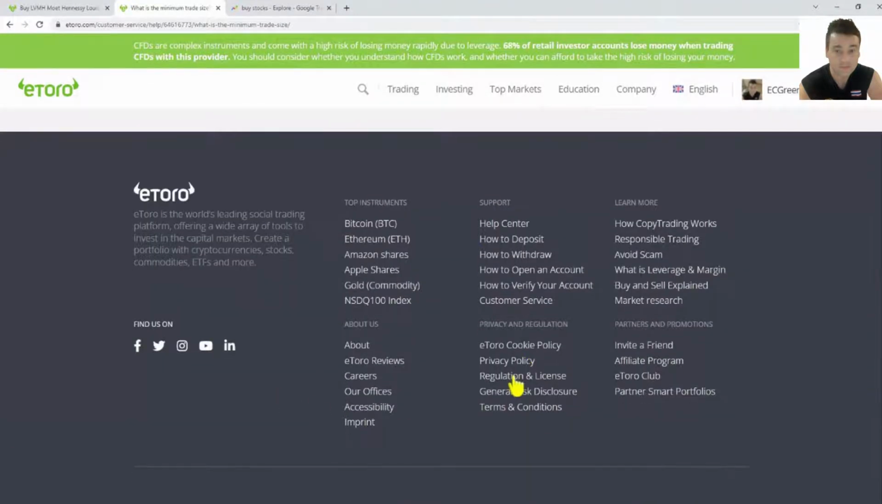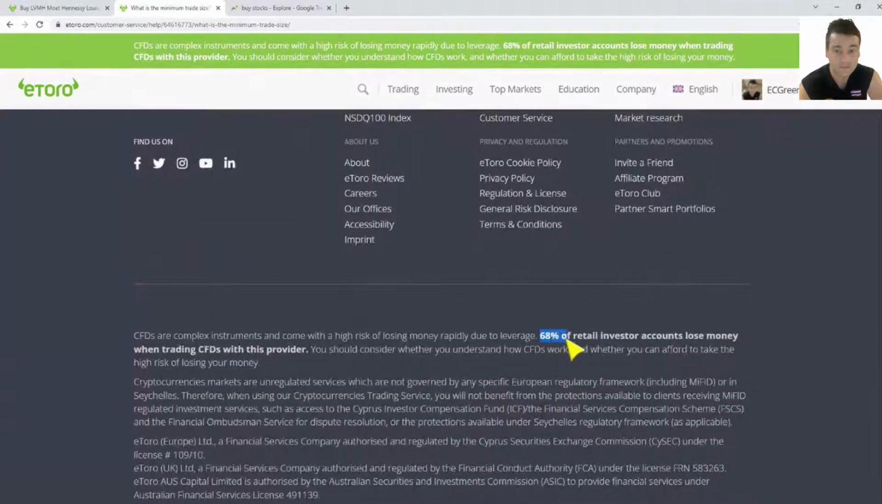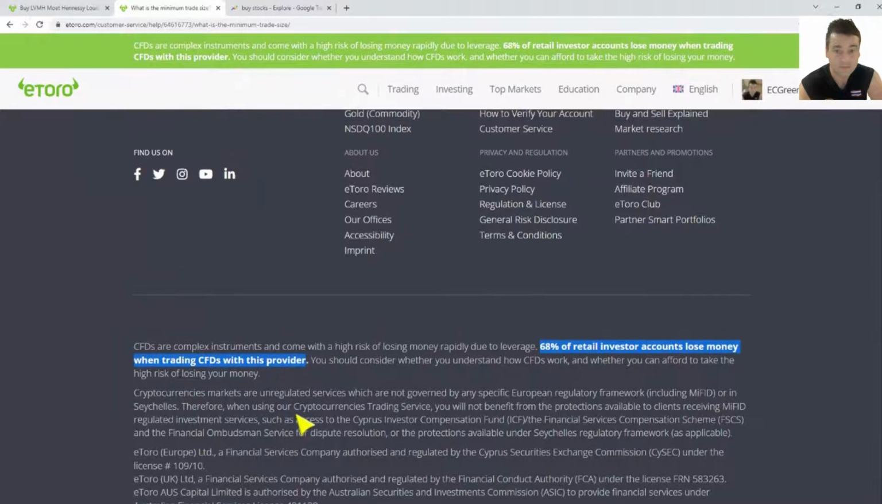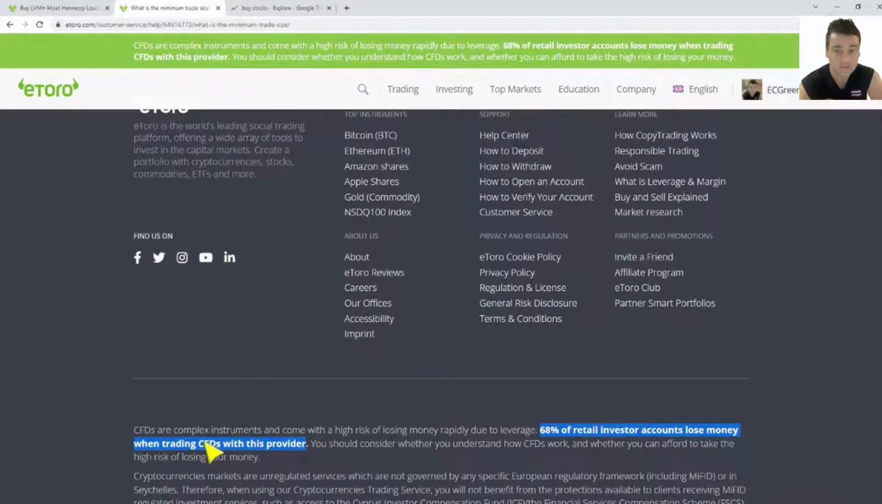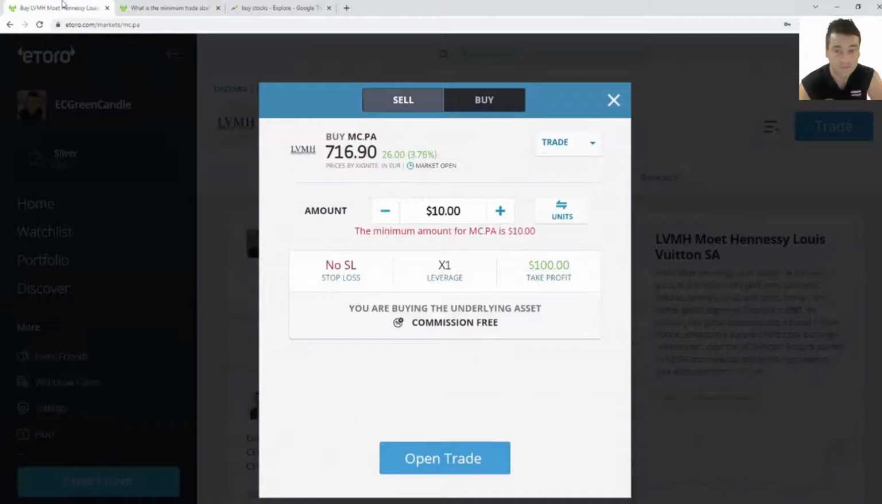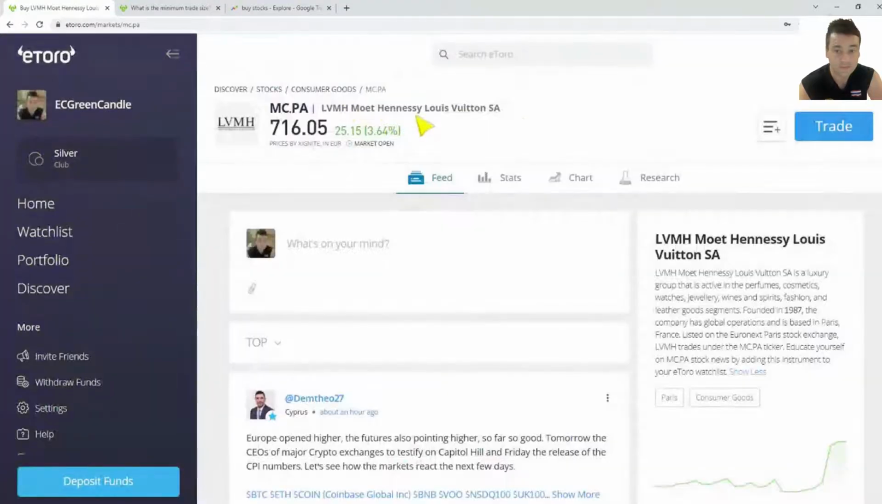But now the risks of leverage. 68% of retail investors lose money when trading with CFDs. In other words, leverage. When you use leverage when buying a stock, it turns into a CFD, a contract for difference. I'm just going to show you that here with a brand. It's Louis Vuitton. Everyone knows they're a luxury group in perfumes, cosmetics, etc.